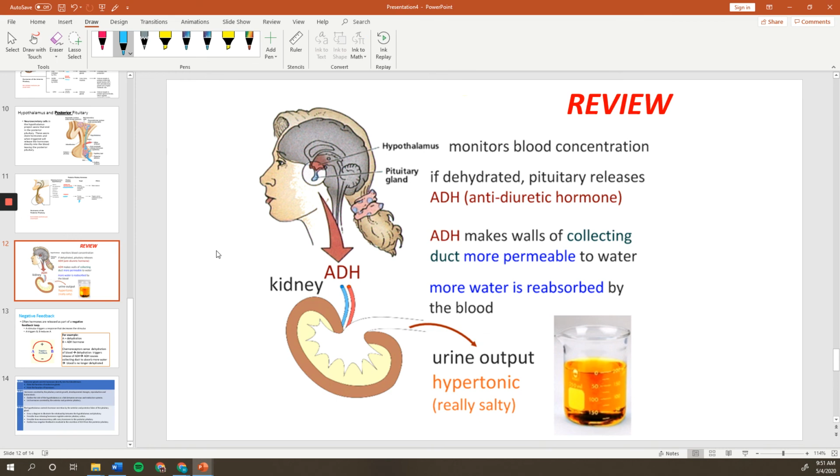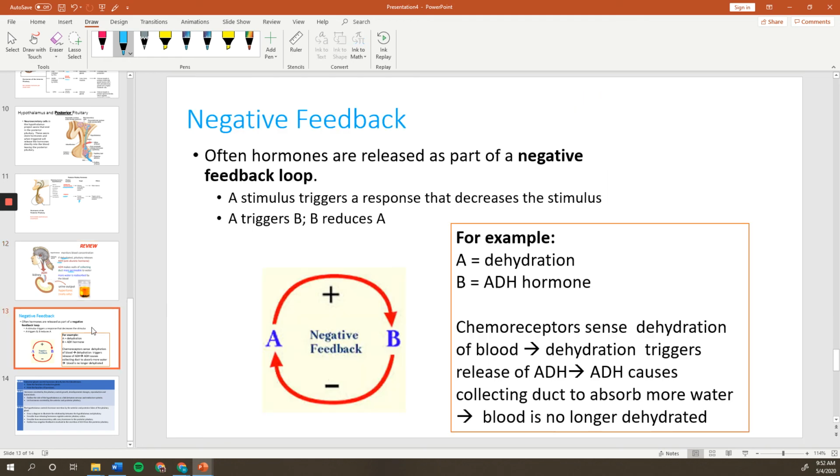Just a quick review of ADH, since now we can link our kidney system to what we're doing now. When we are dehydrated, we release ADH. ADH makes the collecting duct more permeable. Remember, it makes those aquaporins, and that allows water to be reabsorbed into the body, which makes a more concentrated urine.